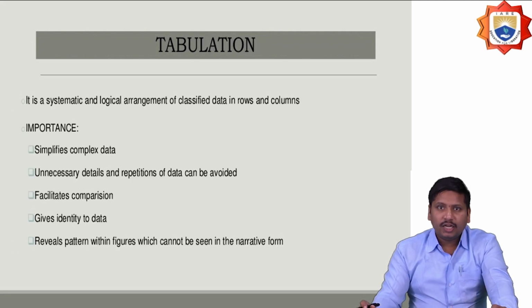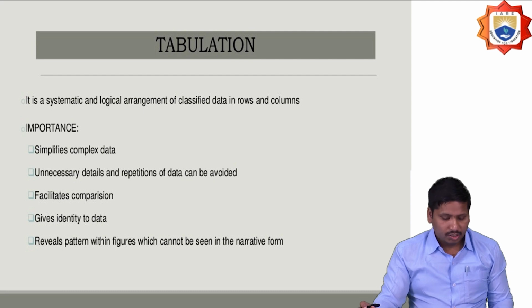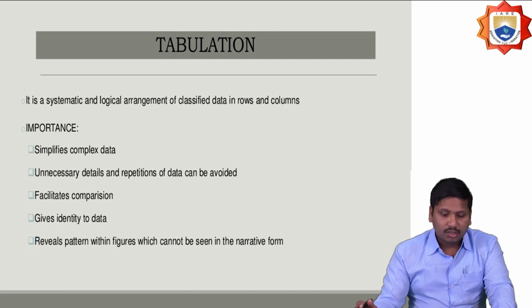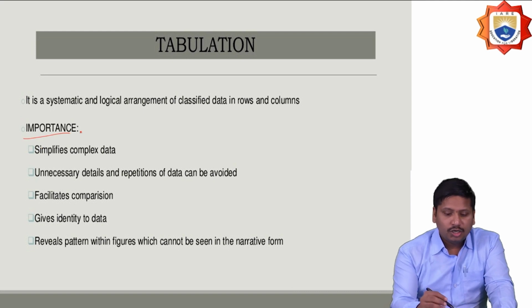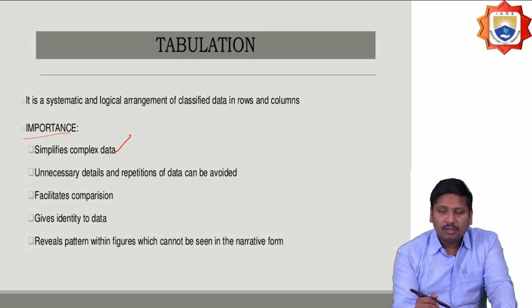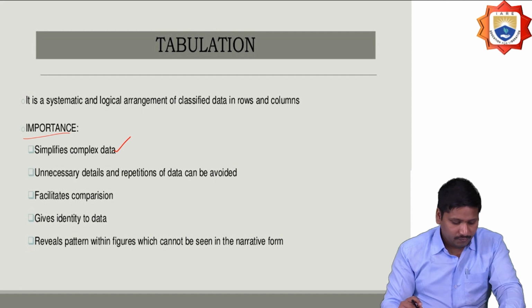So the very first thing is tabulation. What is tabulation? Tabulation means a systematic and logical arrangement of the classified data into rows and columns. And its importance is that it simplifies complex data, necessary details and repetitions can be avoided, it facilitates comparison, it gives some identity to the data, and it also reveals patterns within the figures which cannot be seen in narrative form.